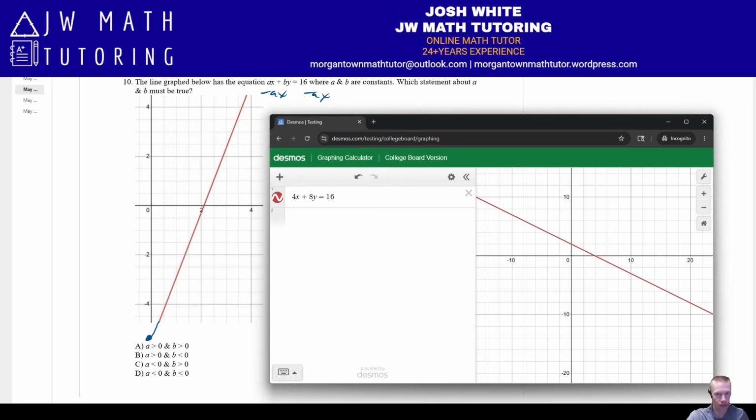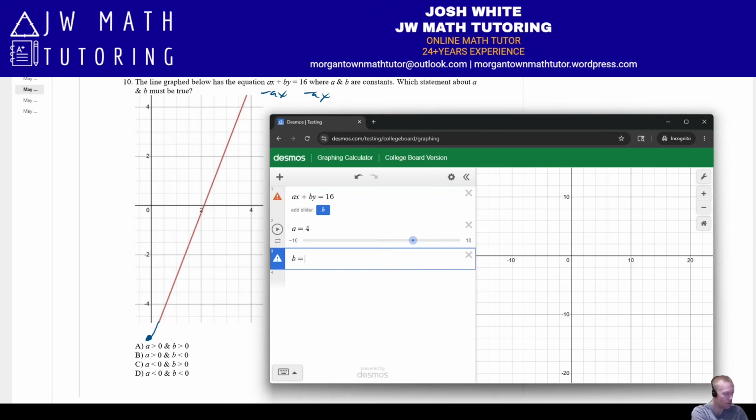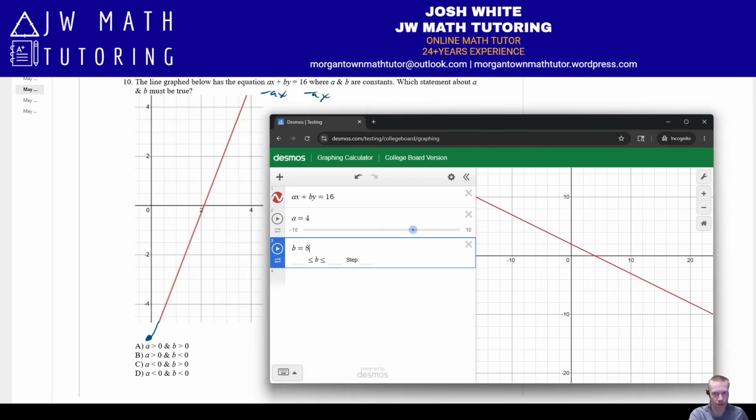Okay. Answer choice A, actually what I'm going to do is put A here and B here. They're both positive. Notice the slope is wrong and also the y-intercept is above the x-axis. It's positive, it's not negative.